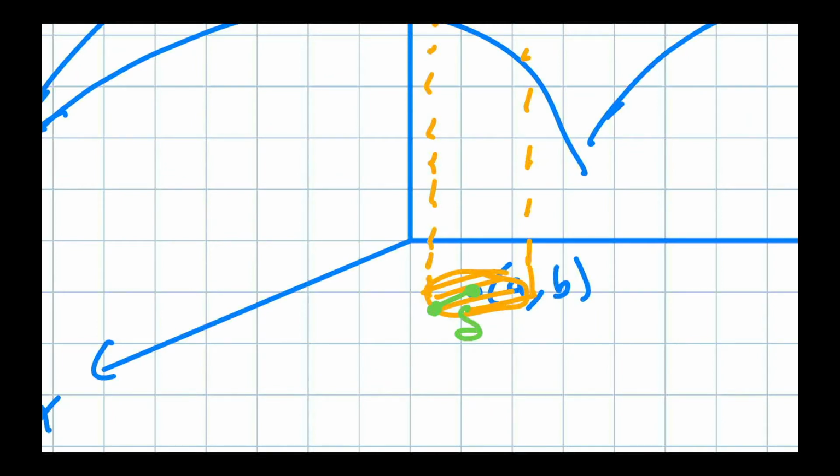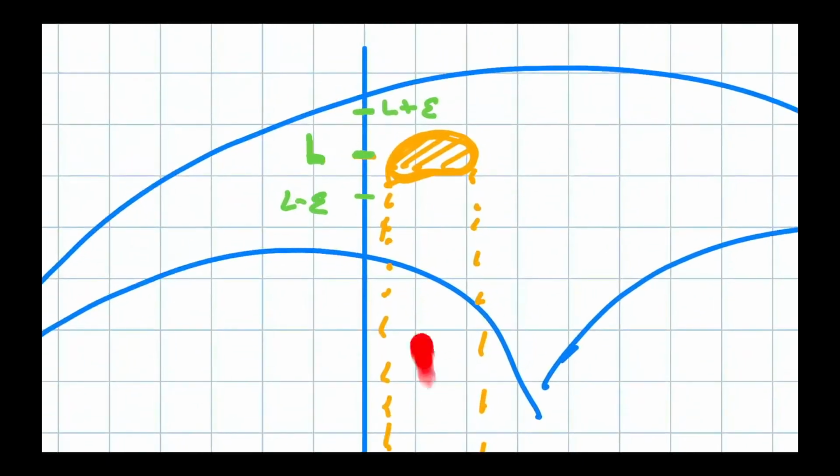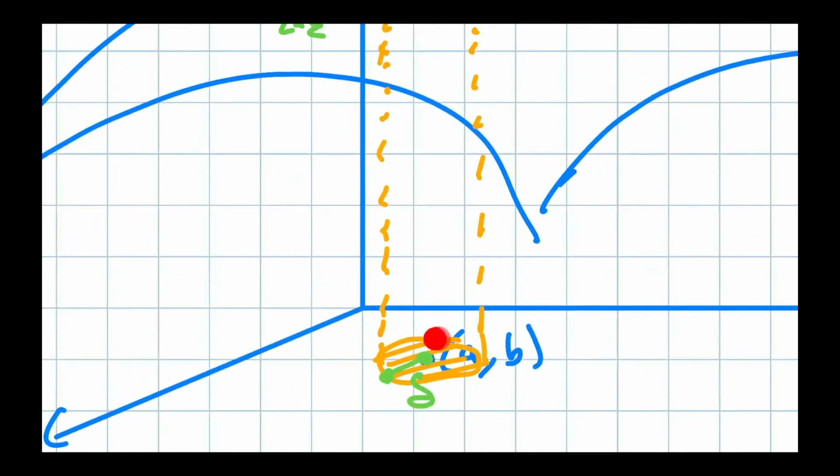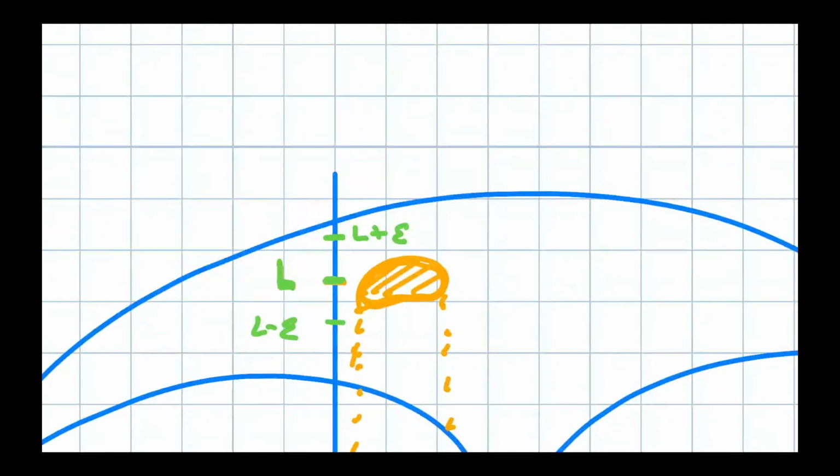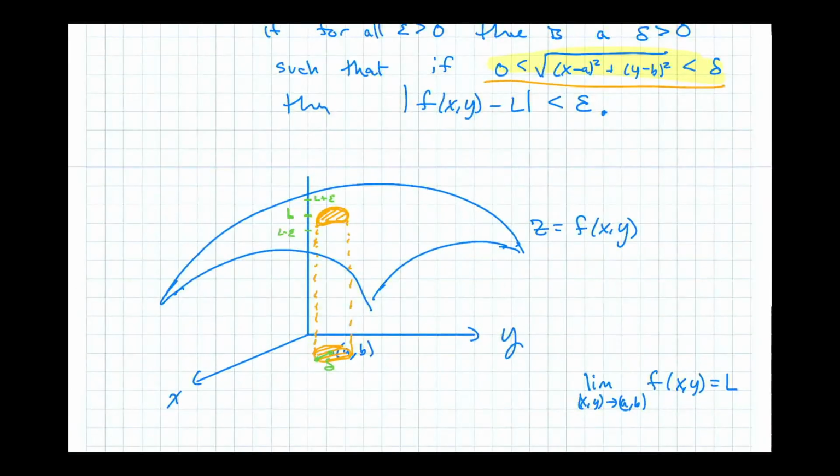So if you're inside this circle with radius delta, you come up here, you're on this little bit of the surface, and you can see that on the z-axis, you're in between L plus epsilon and L minus epsilon. And as this gets smaller and smaller, this shape up here would get smaller and smaller and presumably would just be exactly at L. Okay, so that's what's going on.